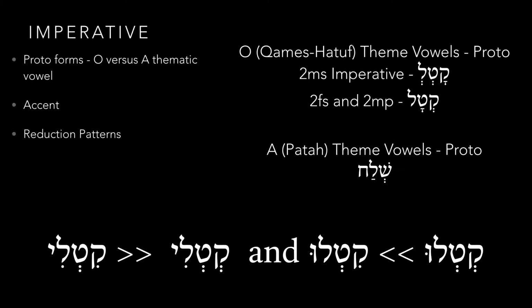I have the arrows on this first one going the wrong direction, but we have the two schwas kitli that moves to kitli. And then also, if you remember, the two schwas kitlu in the 2mp, that becomes kitlu. So this may seem random that these two take an odd protoform or a different protoform, but keep in mind that they are related in that capacity. So with the imperatives, be sure to establish the correct protoform, and then everything else is just hunky-dory.